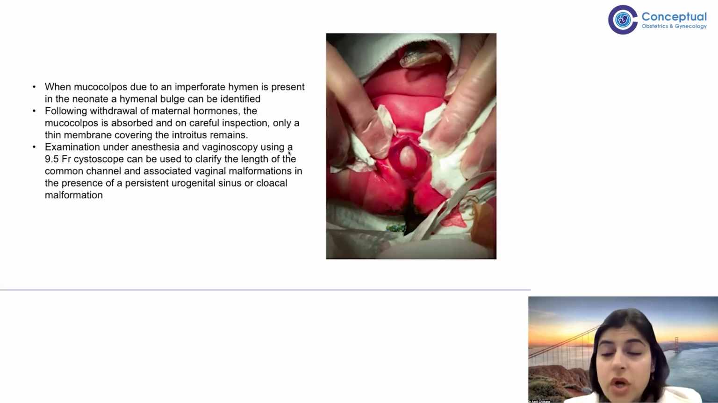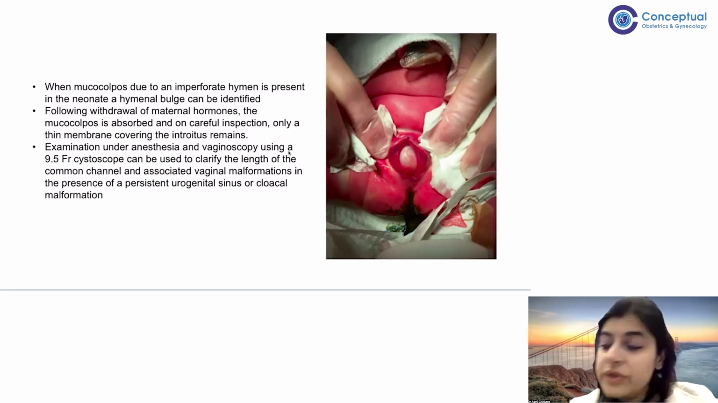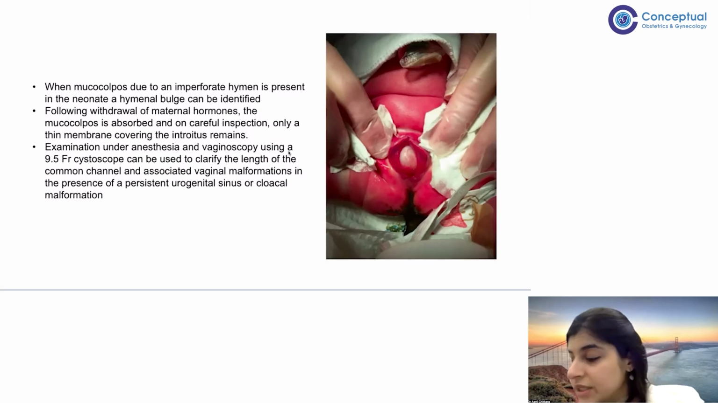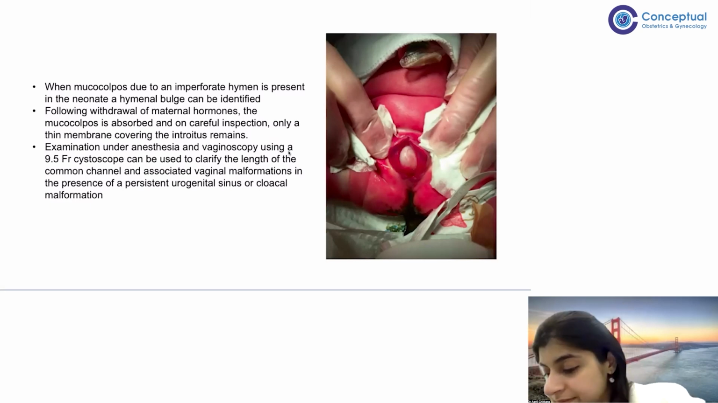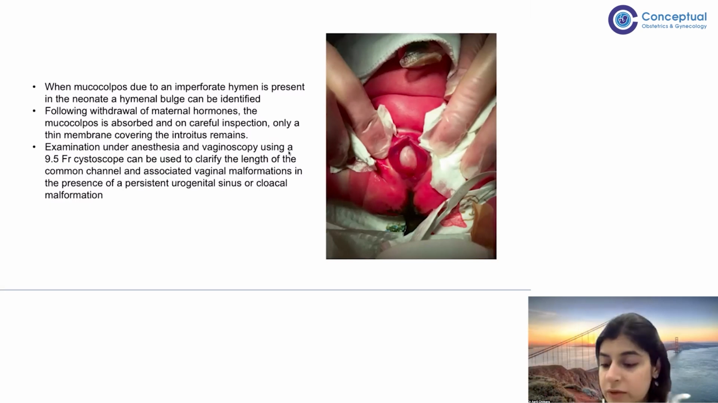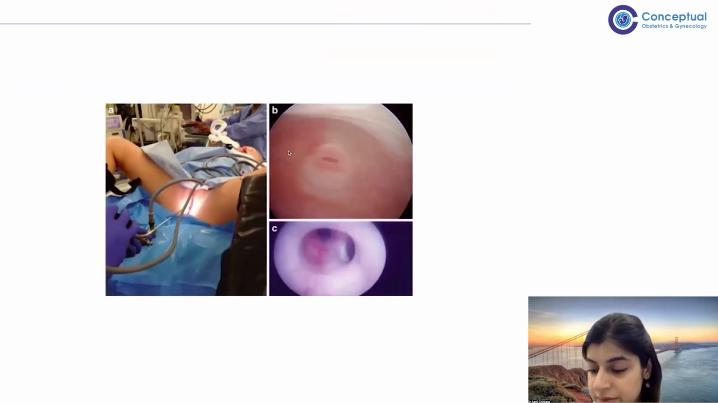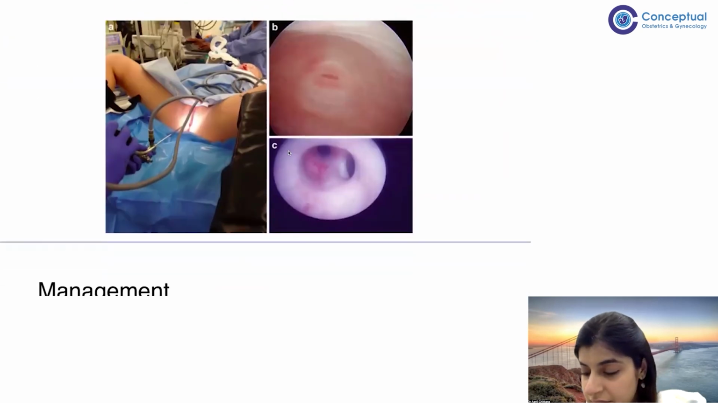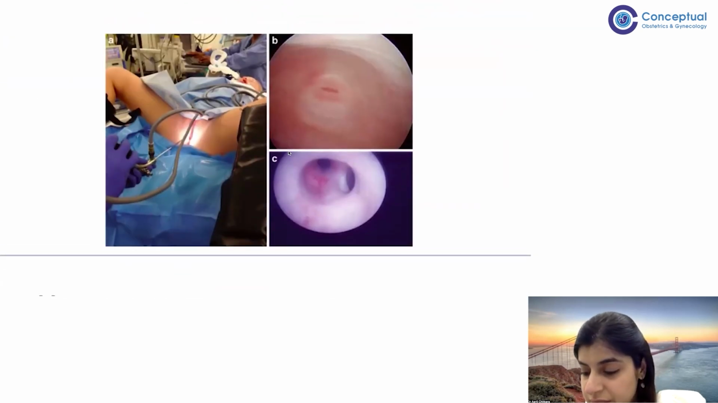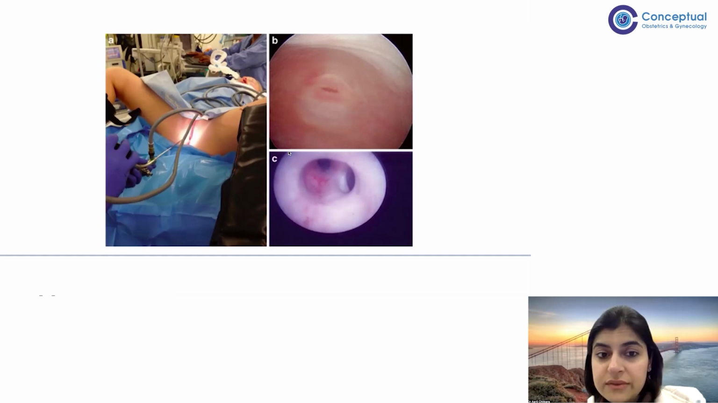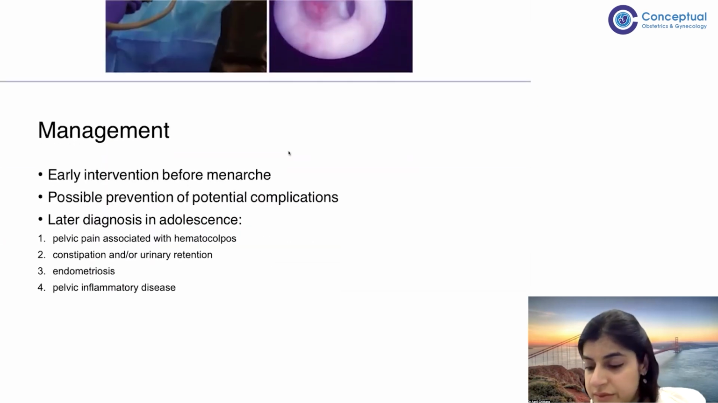But usually we do not do such invasive procedures in newborns, only when we have suspected associated urogenital sinus or any kind of a cloacal malformation. Only then this kind of an approach is usually done for a newborn. Clear? Any doubt so far? Should we proceed? So this is how in a young adolescent a vaginoscopic approach is being performed, and we are trying to establish the Mullerian anomaly in an infant.